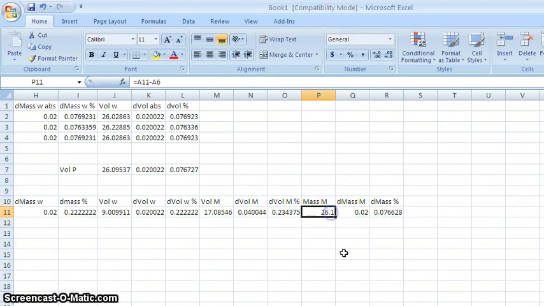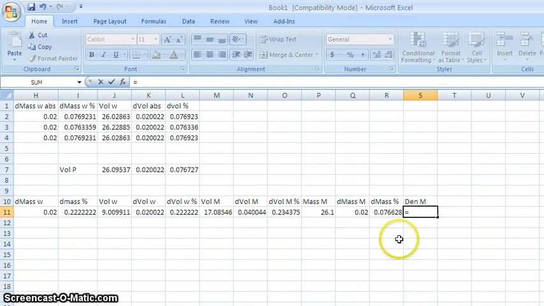And I'm almost done. Now I have a mass of the metal, and I have a volume of the metal. So if I want the density, it's just going to equal the mass of the metal divided by the volume of the metal. And of course, I got to get my two uncertainties in here.